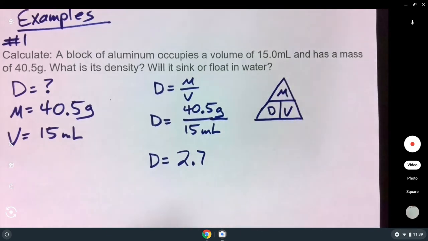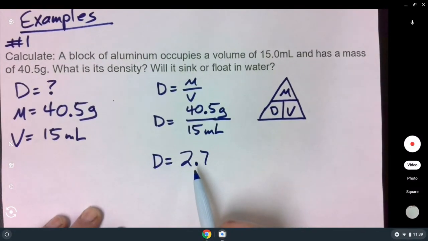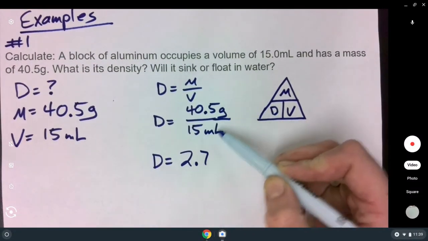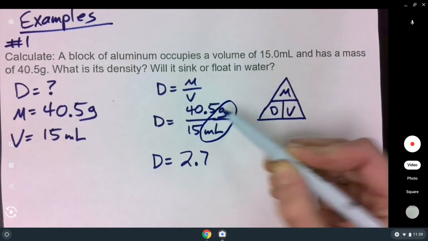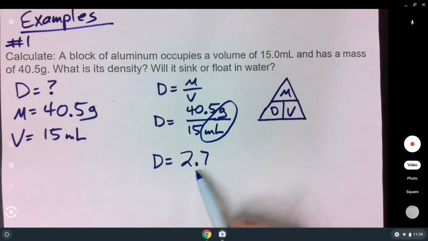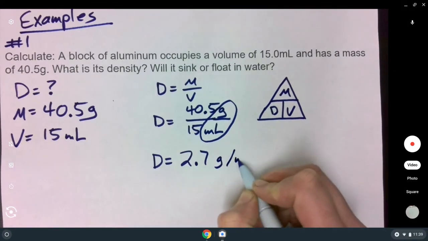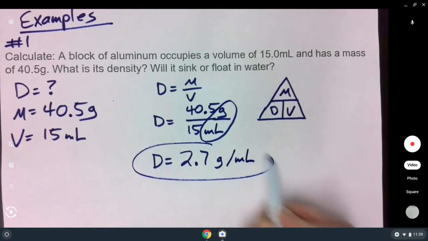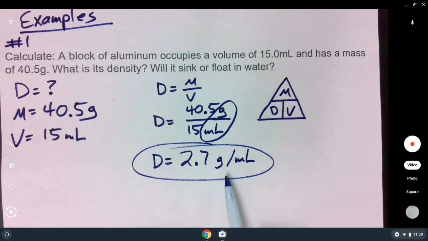Now we need to figure out what our units are, because we always need to have units in science. And the way we do that is we look at the units that we used up here. If I have grams over milliliters up here, that's what's going to be my unit down here, grams per milliliter. So there's my final answer. The density of that block of aluminum is 2.7 grams per milliliter.